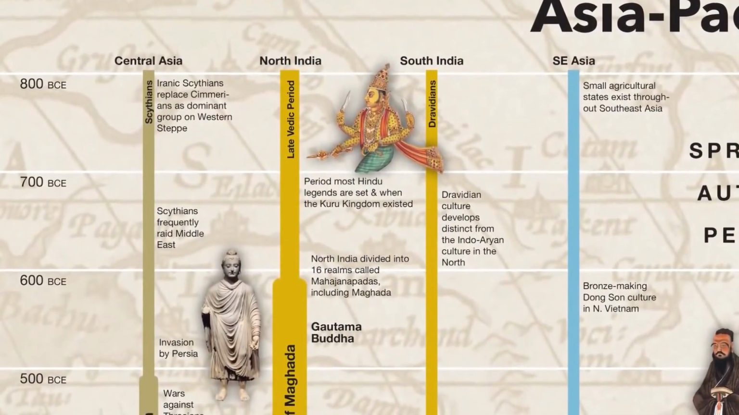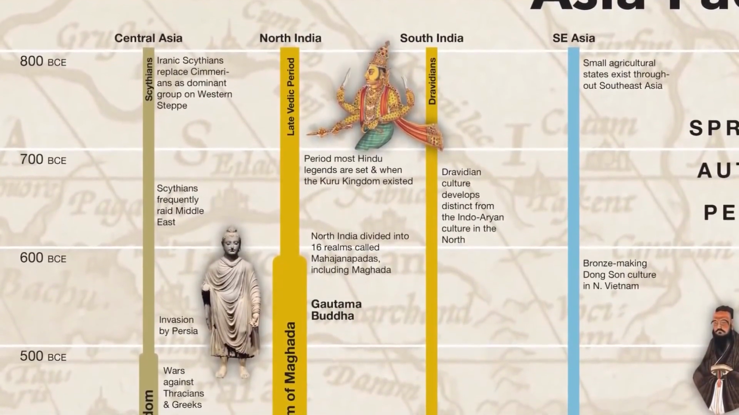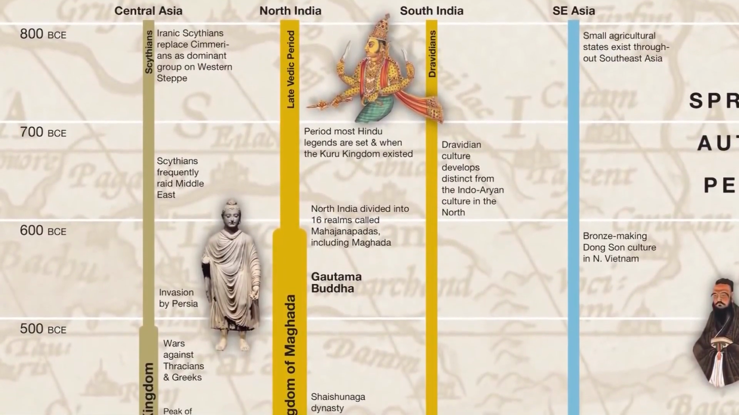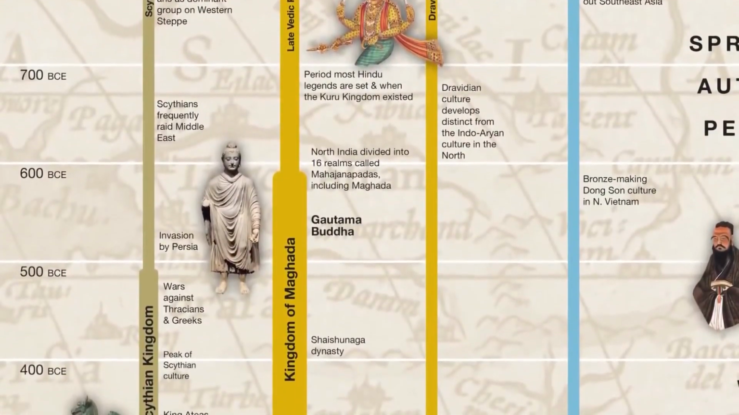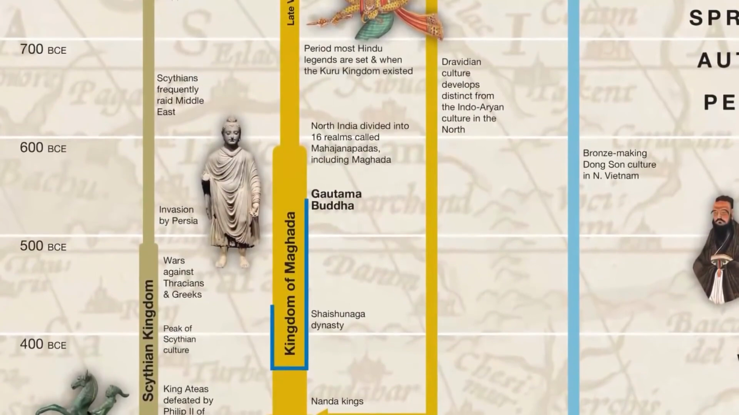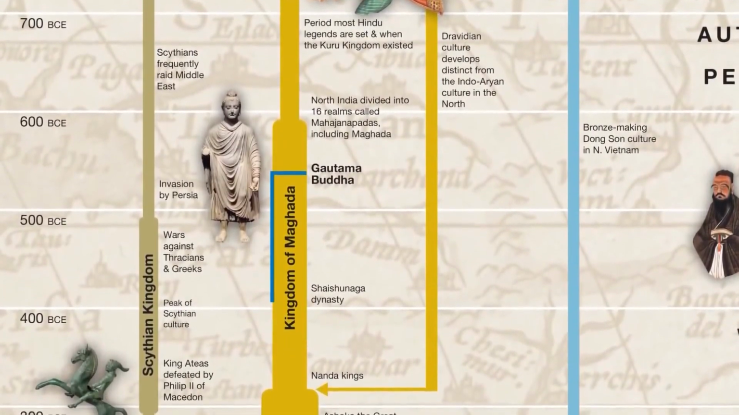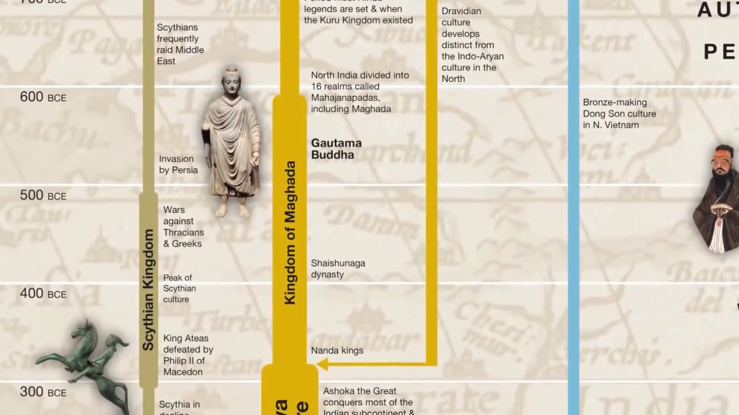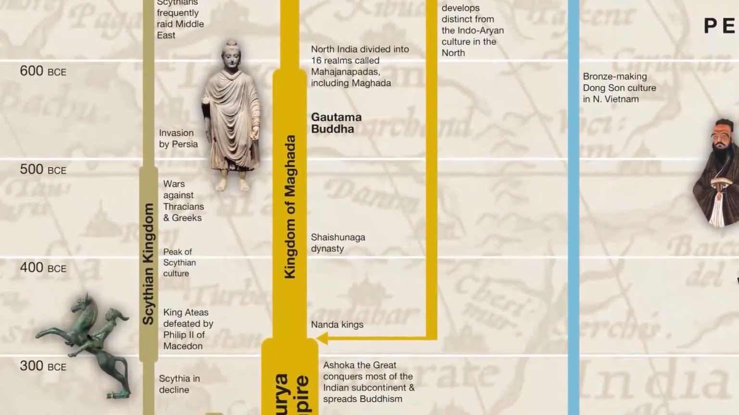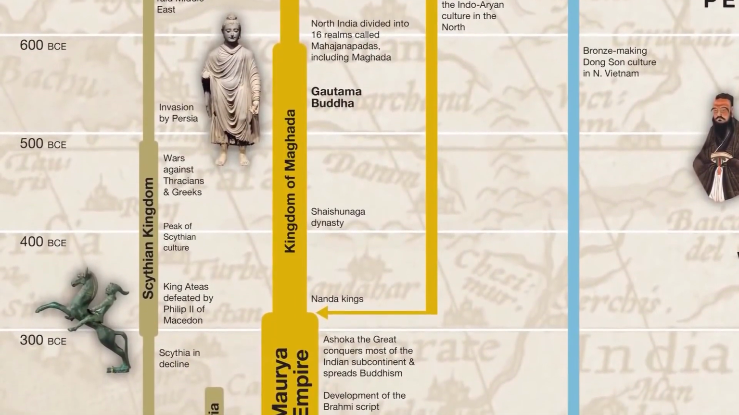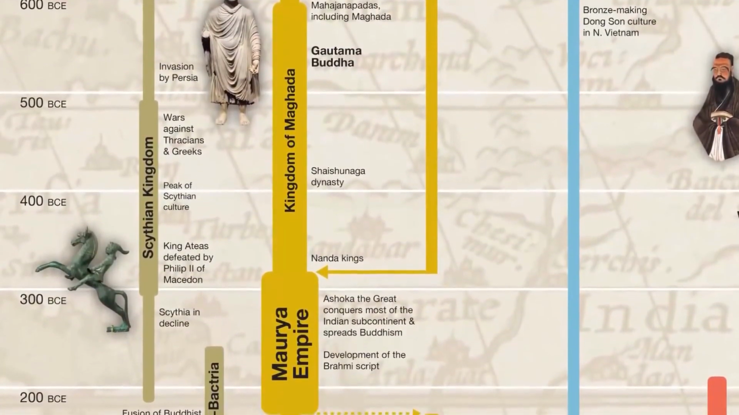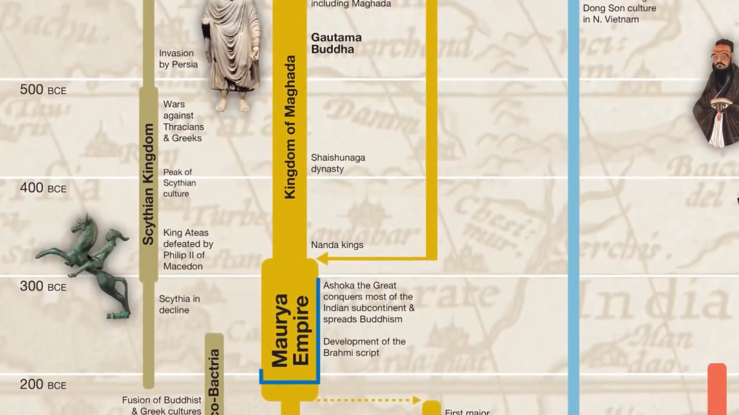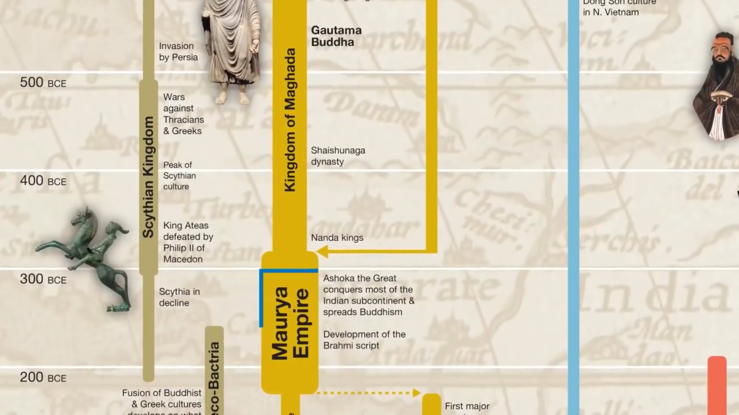By the late Vedic period, there were 16 small kingdoms or republics in North India known as the Mahajanapadas. One of these realms, the kingdom of Magadha, eventually grew to become the dominant one. It was during this period that the Buddha lived. Then, around the same time as Alexander the Great, there arose a king in India named Chandragupta, who established the Mauryan Empire, which reached its peak under his grandson, Ashoka.